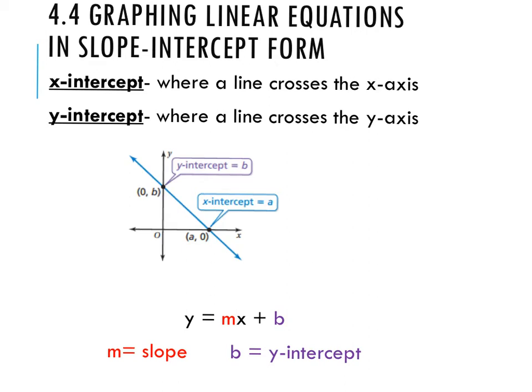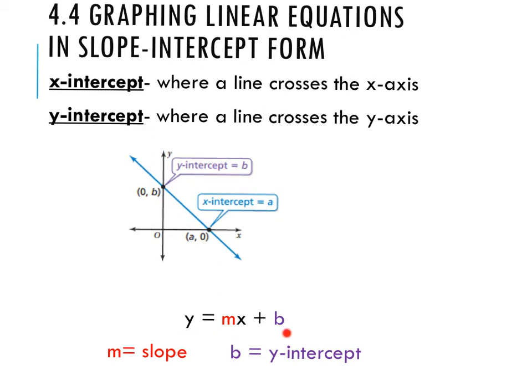Let's first start talking about intercepts. So we should remember that an x-intercept is where the line crosses the x-axis. And here's an example of the x-intercept. Notice the point is (a, 0), so the number would be in the x spot. Our y-intercept is where it crosses the y-axis. Here's an example of a y-intercept. This point's going to be 0 and then the number.